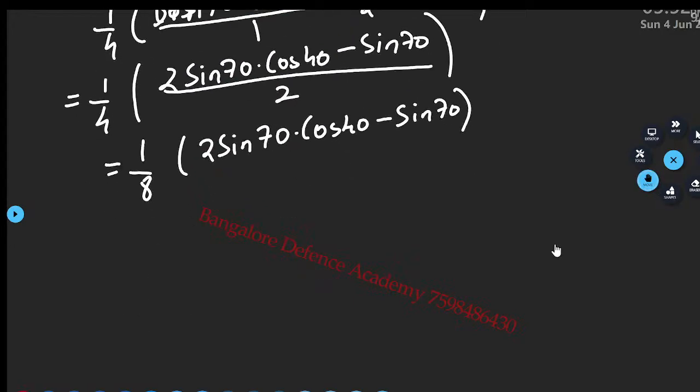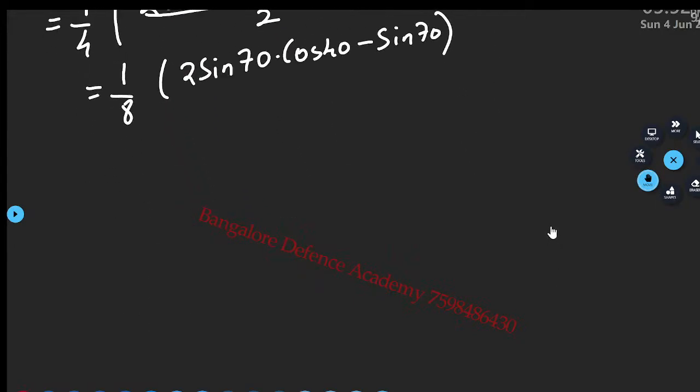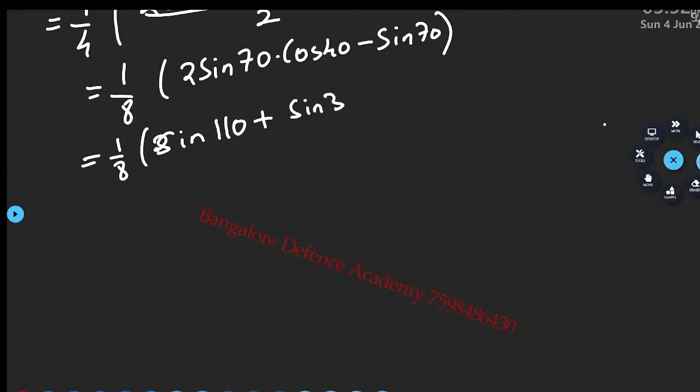Okay. Now which formula will you use here? 2 sin A cos B. Sin of A plus B plus sin of A minus B. So what happens here? Sin of A plus B मतलब कितना हो गया? 110. 110 sin of A plus B plus sin of A minus B. This becomes sin 30. Sin 30 minus sin 70.